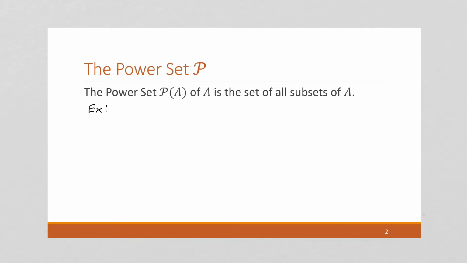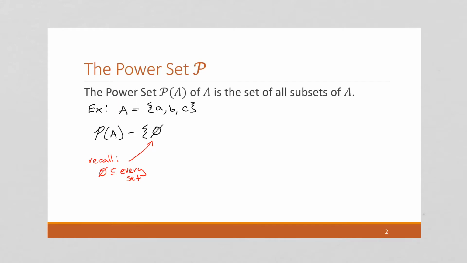So for example, if A equals a, b, and c, these are the elements of the set A, then the power set of A is going to be all possible subsets of the set A. So if you recall, the empty set is going to be in there. Recall, the empty set is a subset of every other set. We did a proof on that in a previous video. All right.